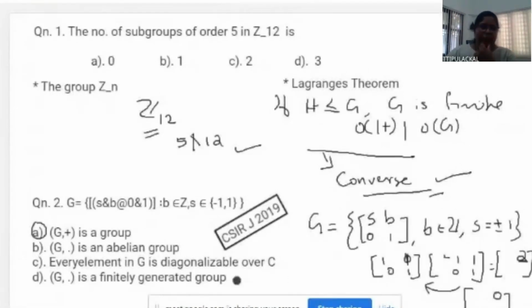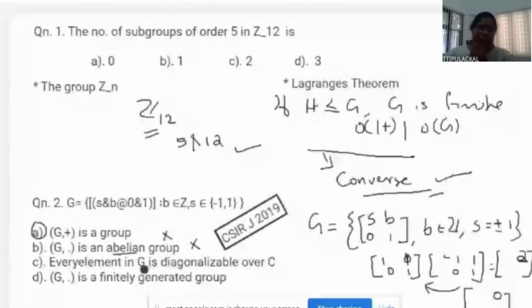Now we get a group under multiplication. It is closed under the multiplication operation, because s is plus or minus 1 and the 2-1 entry is 0. The determinant is non-zero, so it is invertible. All properties you can verify, and the associative law is generally true for matrix multiplication. So it's a group, but not an abelian group. So this option is also not right. G under addition is not a group, and G under multiplication is not an abelian group.